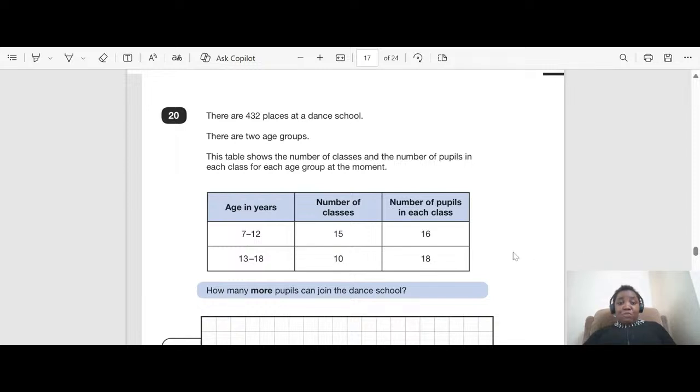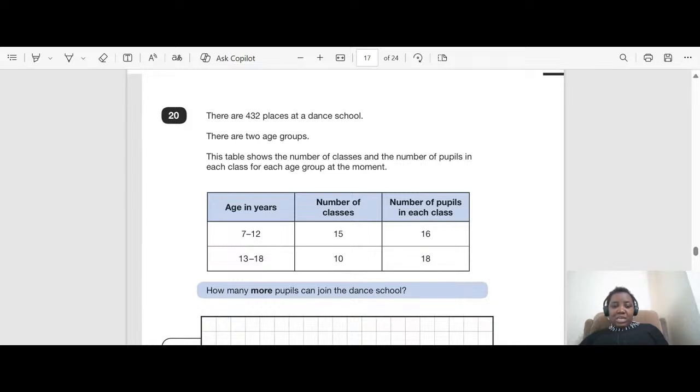Now the question tells us that there are 432 places. So let us do a calculation to find out how many places are occupied. In the 7 to 12 age group, we have 15 classes and 16 pupils. So we multiply 15 by 16, remember you can't use a calculator. So you multiply 16 by 10, which is 160, and then you multiply 16 by 5, which is half of 160, which is 80. So 16 by 15 gives me 240. That is the number of pupils that I have in 7 to 12.